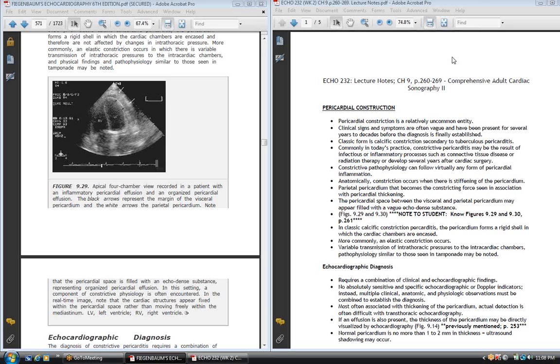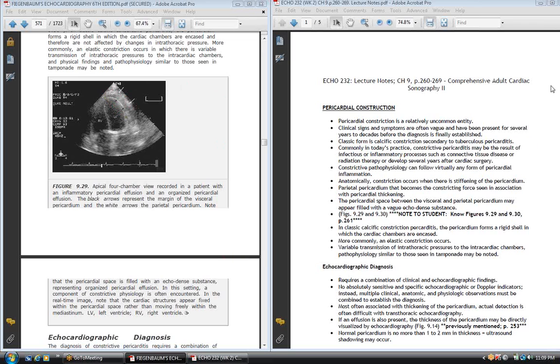Anatomically, constriction occurs when there is stiffening of the pericardium. Parietal pericardium becomes the constricting force seen in association with pericardial thickening. The pericardial space between the visceral and parietal pericardium may appear filled with a vague echo-dense substance. You'll notice over here on the left, this is figure 9-29 from your Feigenbaum book. And this area that you see up here that's filled with the echo-dense substance is what we're referring to, this area between the visceral and the parietal pericardium.